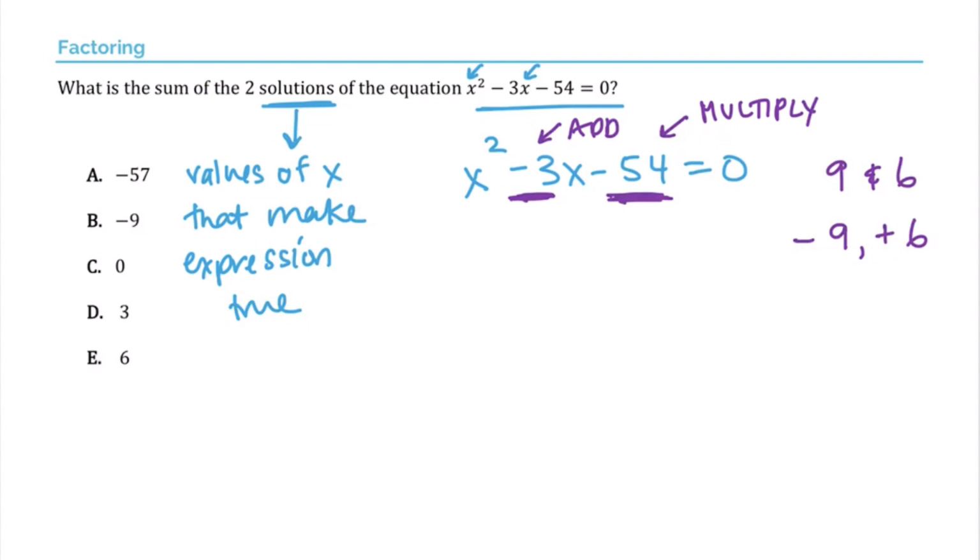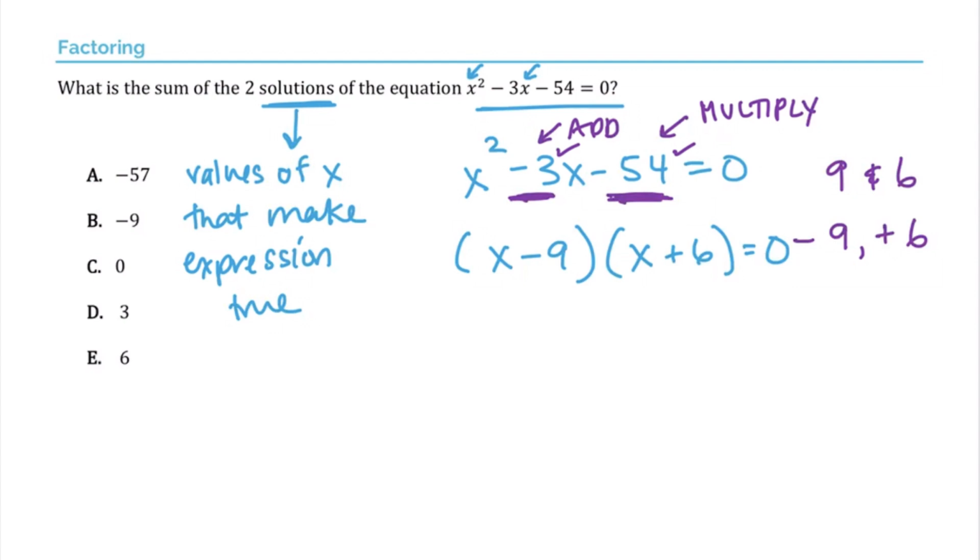So now I can double check. Negative 9 times positive 6 is negative 54. That's what we wanted. And negative 9 plus 6 is negative 3, which is what we wanted. So now that I'm ready to factor, I'm going to take those numbers, and I know that x squared minus 3x minus 54 is the same thing as x minus 9 times x plus 6. And remember, those equal 0. Don't forget about the equal 0 part.